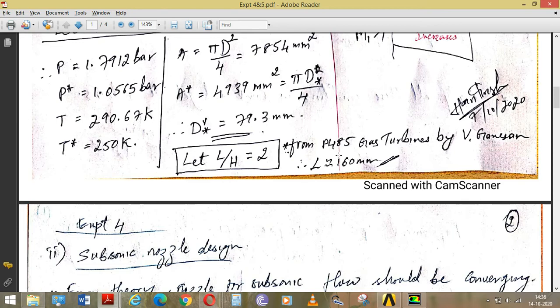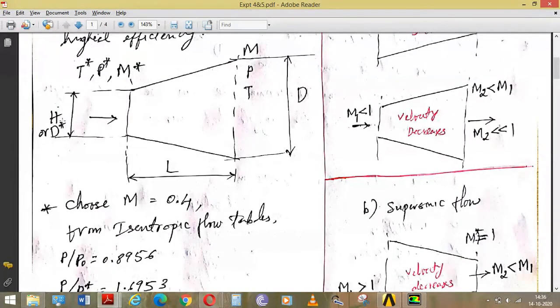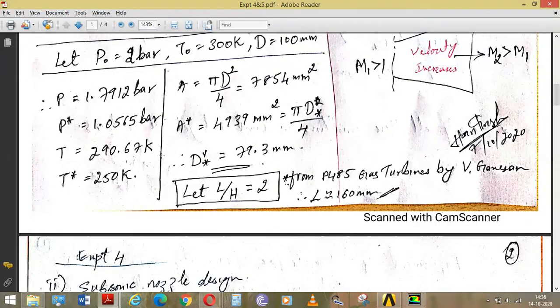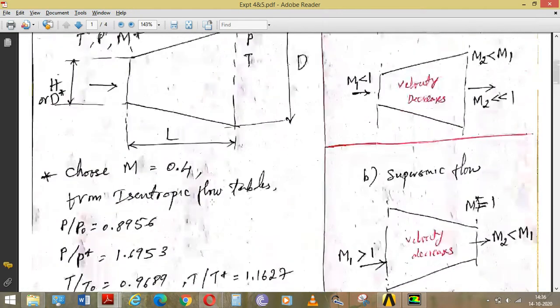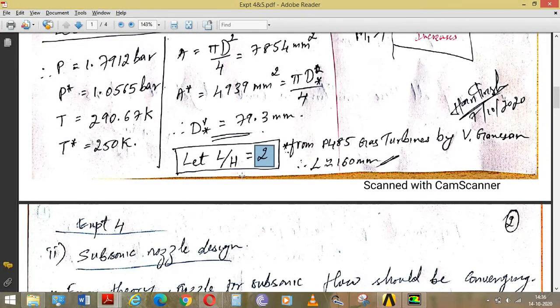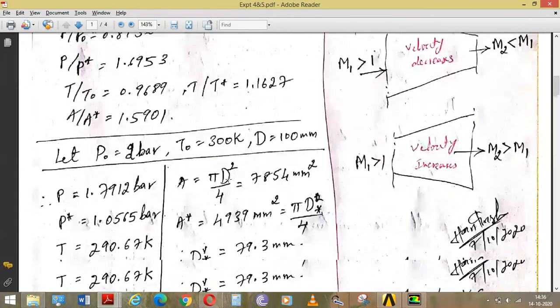So that particular page says that the L by H ratio, you can see here, H is the smallest diameter, L is the length of the duct. L by H ratio has to be in a range for the flow not to be separated. So I've chosen L by H ratio 2. H is nothing but D star, which we know is 80. So 80 into 2, 160. So L is 160. That's all.